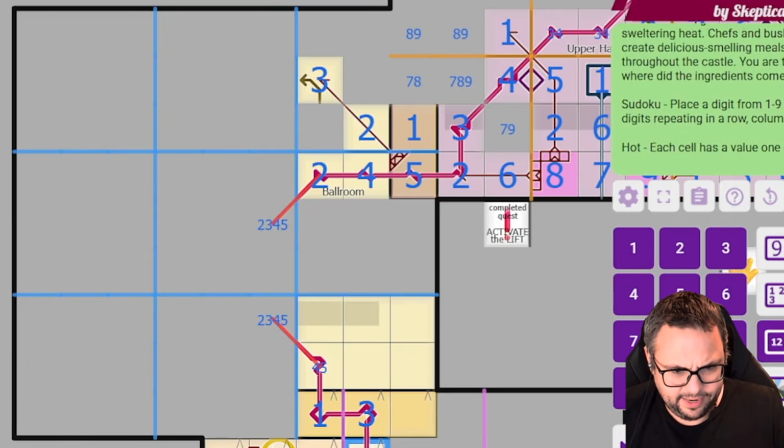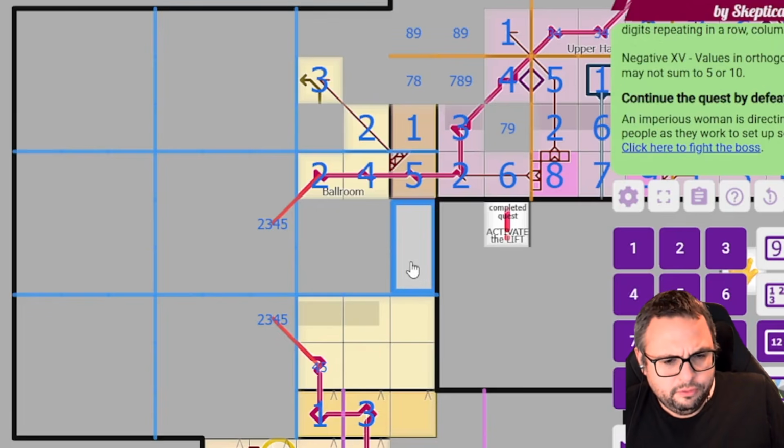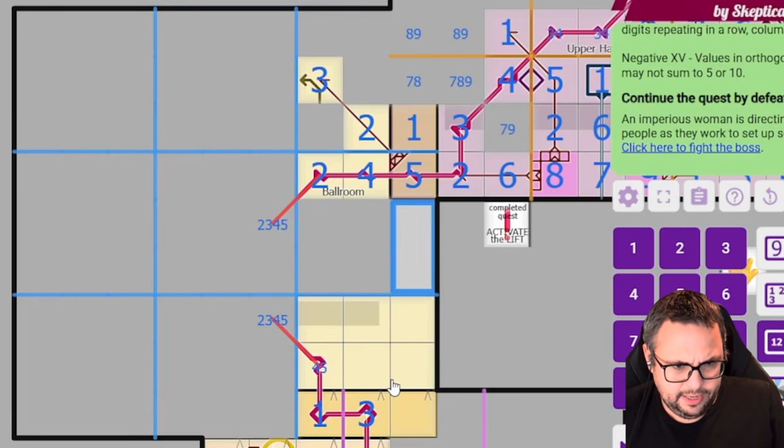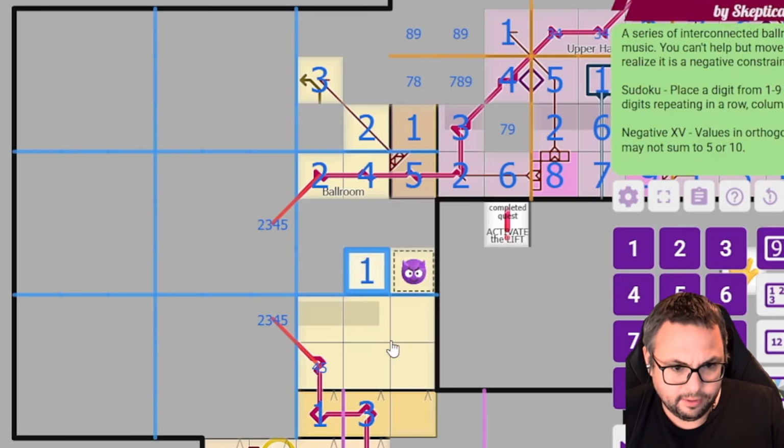Wait, why did that say it can't be 2? Oh, sorry, it's just saying it can't be 3. Sorry, I was thinking it can't be 2, but no, it can't be 3, because this is also a 3 in that grid. So one of these two is a 3. The 1 can't go next to the 4, so the 1 goes there.